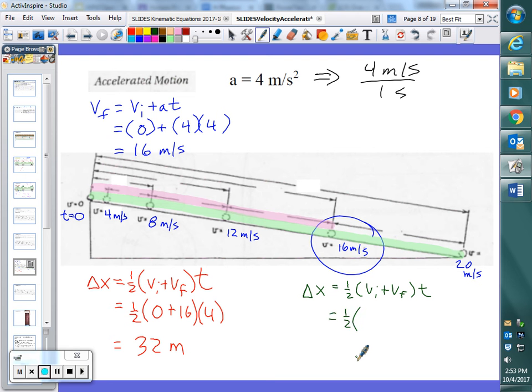what's the initial velocity? 0. What's the final velocity of the entire ramp? 20. How long does it take to get down the ramp? 5 seconds. 0 plus 20 is 20. Divide by 2 is 10. Multiplied by 5 is 50 meters. Okay. Do we see how those things start fitting together?